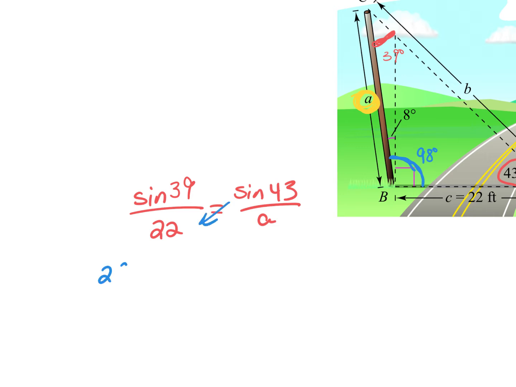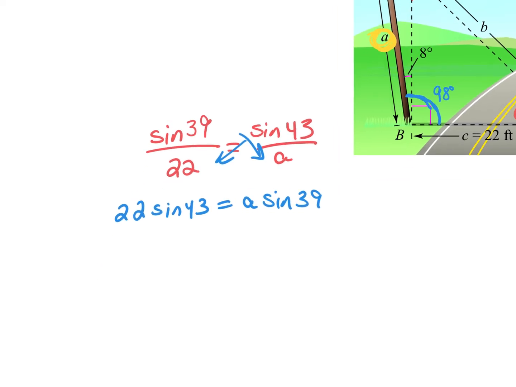I have 22 times the sine of 43 equals A times the sine of 39. Agreed? Okay, divide both sides by what? Sine of 39, good job. And A equals how much?